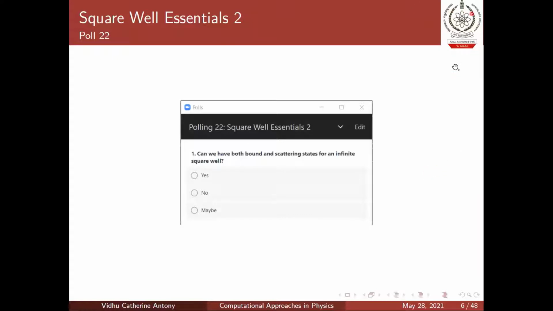I will start the poll now. Okay, just a second. Let me take poll number 22. Can we have both bound and scattering states for an infinite square well? Why are you guys voting so slowly? 10 seconds are already up. These are things that you need to know beforehand. Somebody answered maybe.